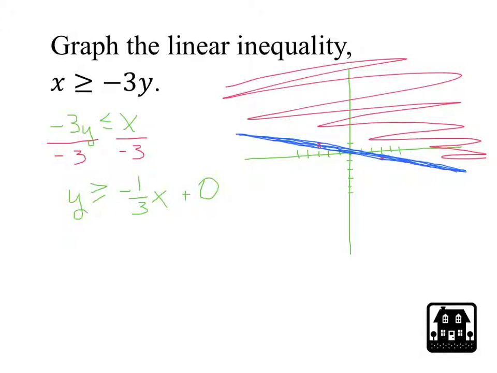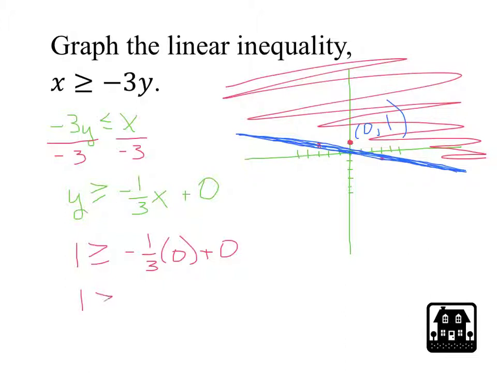Now we can't use our test point 0, 0 that I like so well because it's on the line. So let's use, how about 0, 1? Keep as many zeros as we can. And so this is the point x equals 0, y equals 1. So we plug those in. We have 1 for y is greater than or equal to negative 1/3 times 0 plus 0. Well, anything times 0 is 0, and 0 plus 0 is 0.